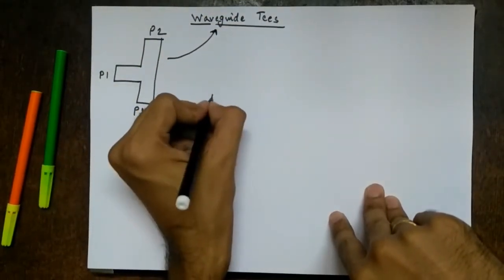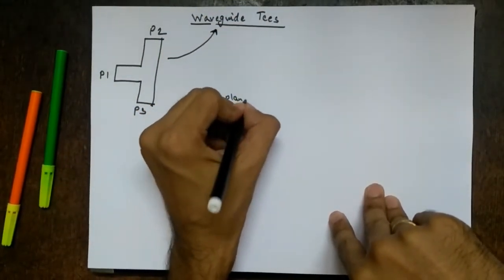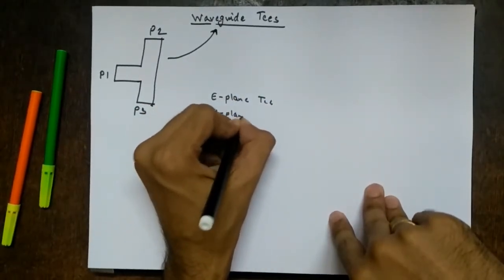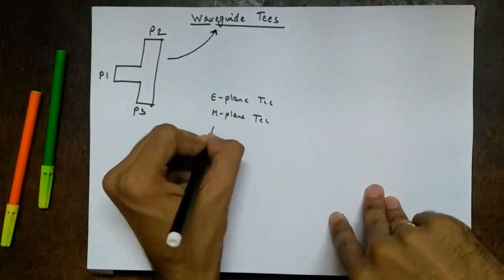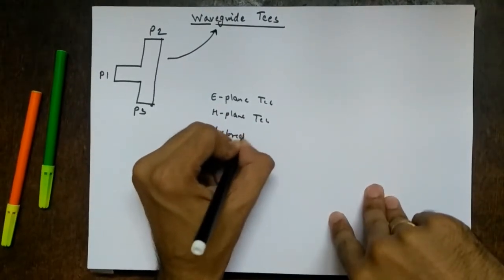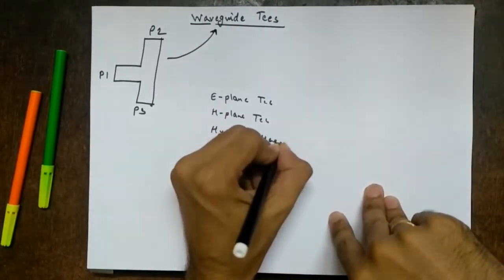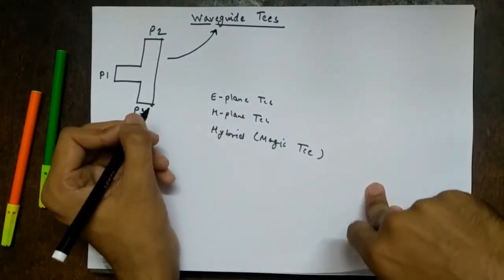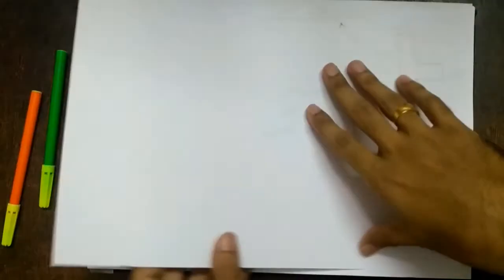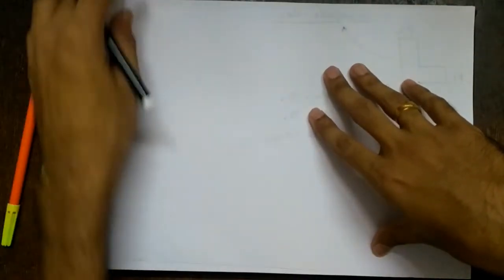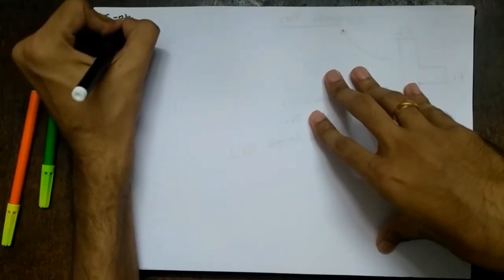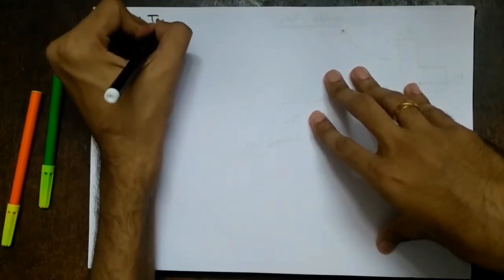So we have three types of T's: E plane T, H plane T, and hybrid or magic T. Hybrid T is also called magic T. Okay, so let's see them one by one. First is E plane T.